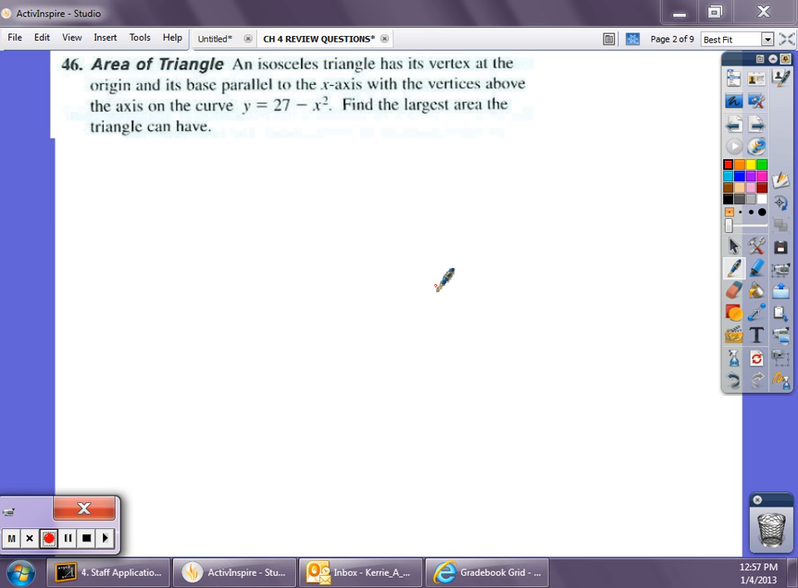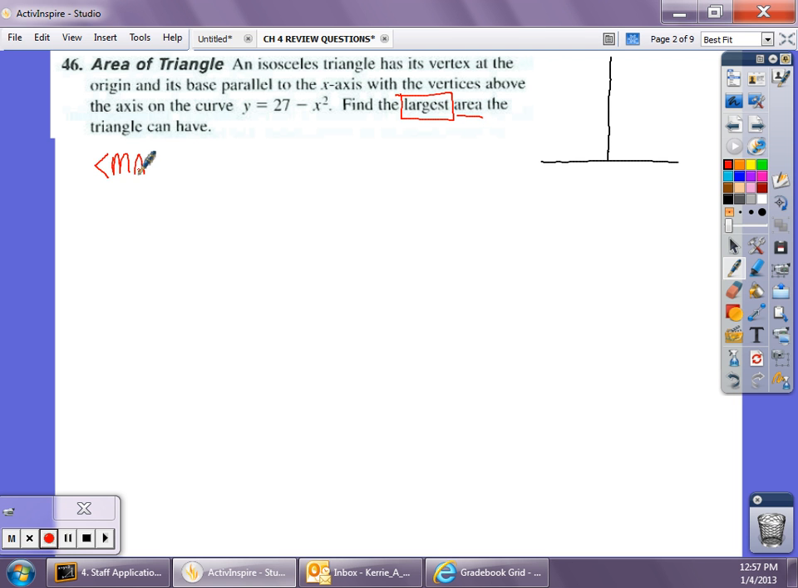Alright, so we're going to do the area of a triangle problem. And I'm just going to get that ready. Alright, so I can tell that this is going to be an optimization problem because it says largest. And we're going to be maximizing area of a triangle. And I want to see what the triangle looks like.